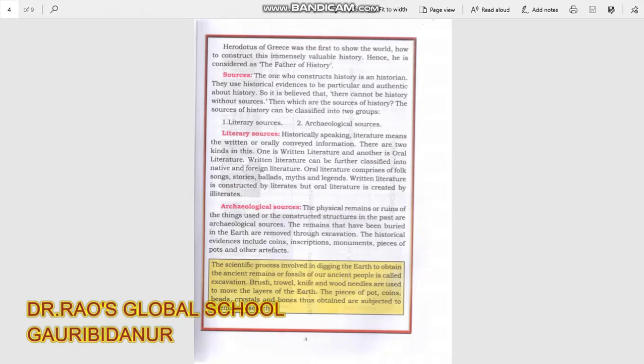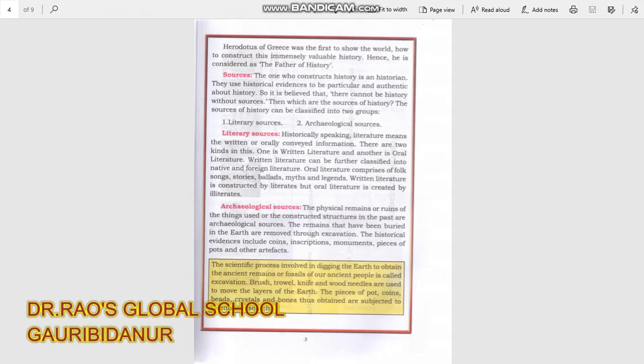Okay, literary sources. Historically speaking, literature means the written or orally conveyed information. There are two kinds. One is written literature and another is oral. Written literature can be further classified again into native and foreign. Oral literature means the folk songs, stories, ballads, myths, and legends. Written literature is constructed by literates, but oral literature is created by illiterates.